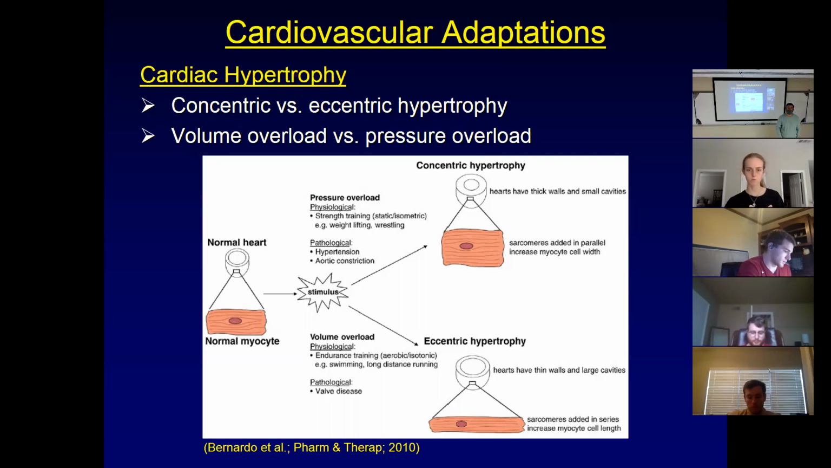Okay? Is that reversible? I don't know. That's a good question. My guess is it's somewhat reversible. Somewhat reversible. But I'm not a cardiologist, so I don't know. It's a good question.